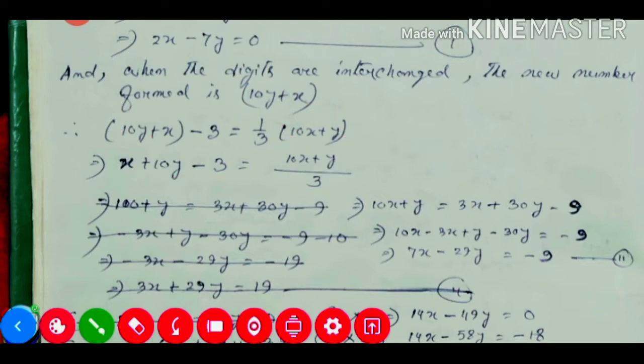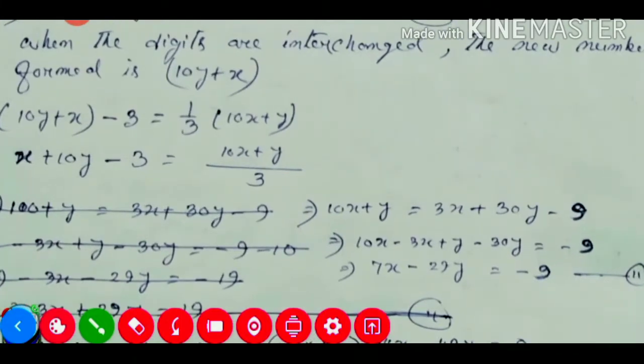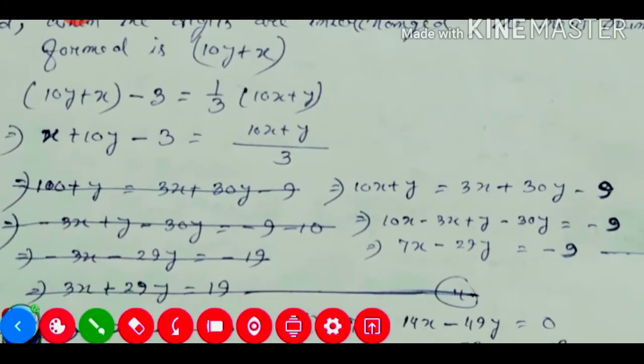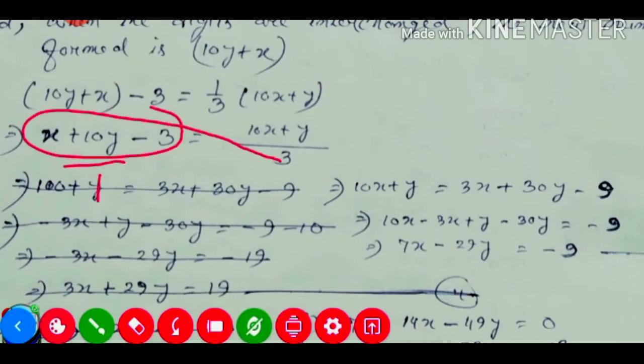Now cross multiplication if we do this, it will be 3 into x, 3 into this part, and down of this one is 1. So 1 into 10x plus y, same to same will remain, 1 multiplication. And 3 into this part if we multiply, it will be 3x plus 30y minus 3 into 3, 9.